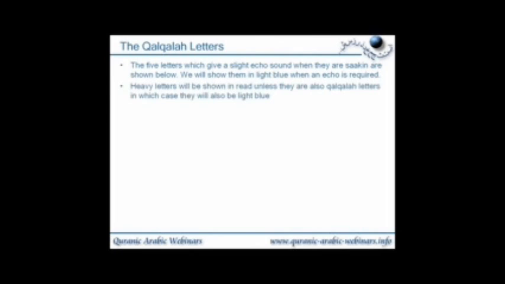Okay, and we will show them in light blue when an echo is required. Heavy letters will be shown in red unless they are also qalqala letters, in which case they will also be light blue. So when we have some letters with sukun, they're sakin, and they require an echo, we're going to draw them in light blue. Some of those letters are also the heavy letters, which in most of our lessons we've shown as a sort of dark red. So in that case we won't show them as dark red, we'll show them as light blue because the echo is more important in this case.